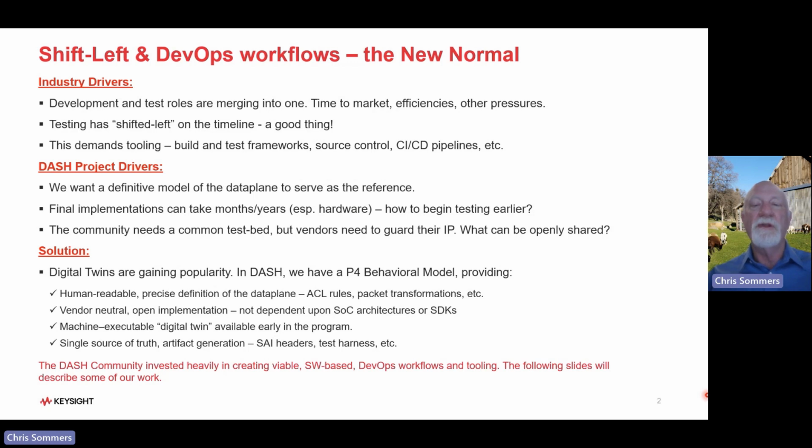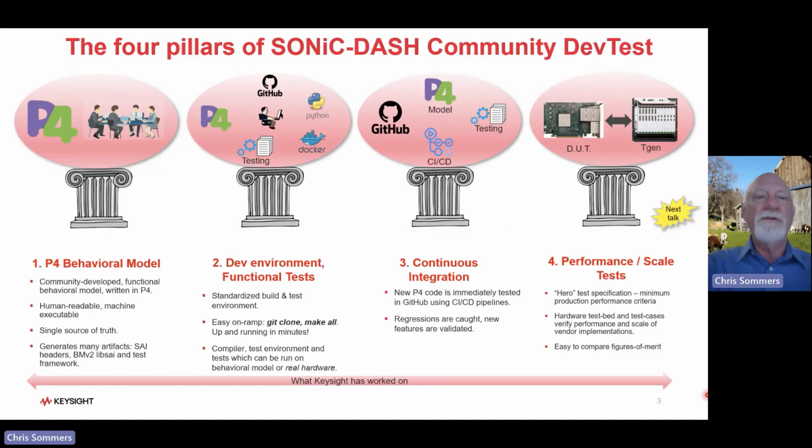So I'd like to show some of the work we've done in the Dash community that creates a great software-based DevOps workflow. I'd like to single out the 4 pillars of our SONIC-DASH Community DevTest. We have the P4 behavioral model, which is P4 source code, and this is community developed. We develop features in P4, we discuss them in P4, and we generate many artifacts off of this code.